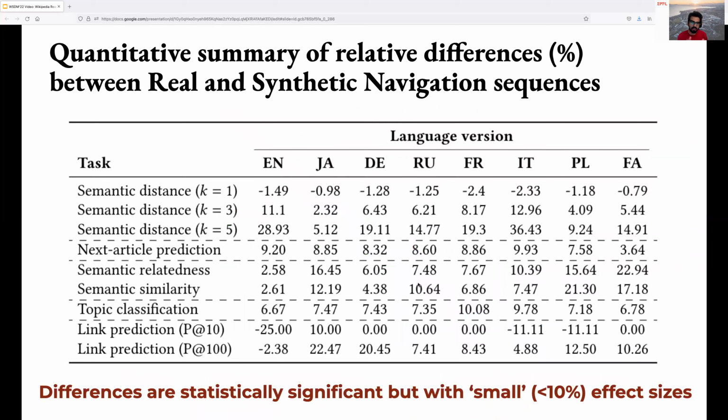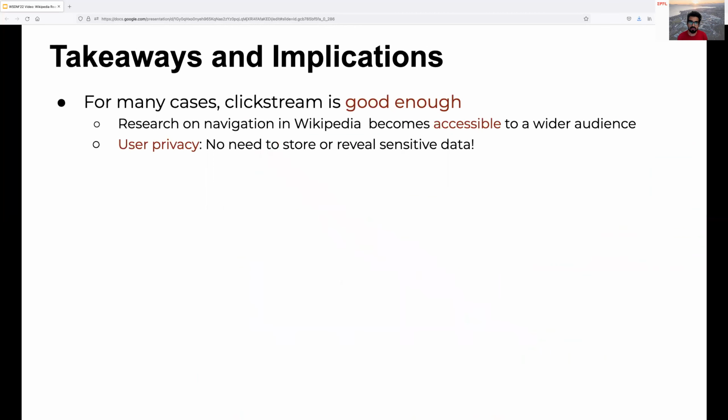Well, the idea is not to overwhelm the reader with the numbers, but the key message is that the relative difference between real and synthetic navigation sequences is actually well within 10% for the majority of the downstream tasks and the analysis conducted in this work. Moving on, the key takeaway and implication of this work is that for many cases, clickstream data is good enough for studying reader navigation on Wikipedia.